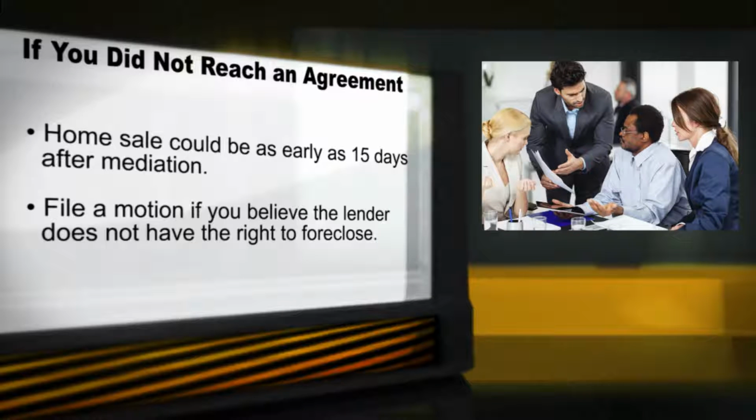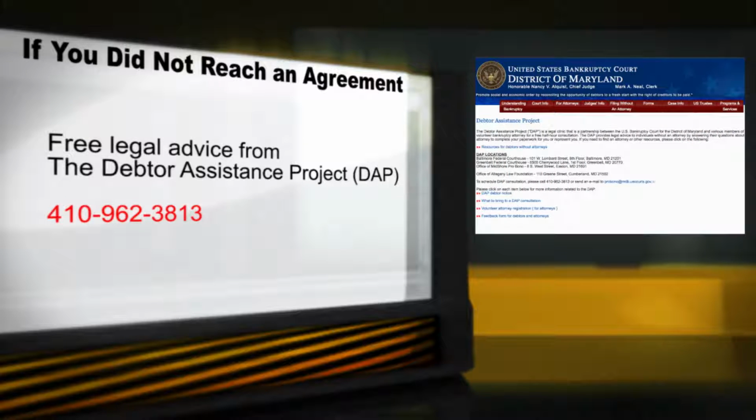The lender can schedule the sale of your home as soon as 15 days after your mediation has occurred. If you think you have a good reason that the lender does not have the right to foreclose on your home, you can file a motion with the court. You may also want to consider getting free legal advice from the Debtor Assistance Project, DAP, a program run through the U.S. Bankruptcy Court of Maryland.